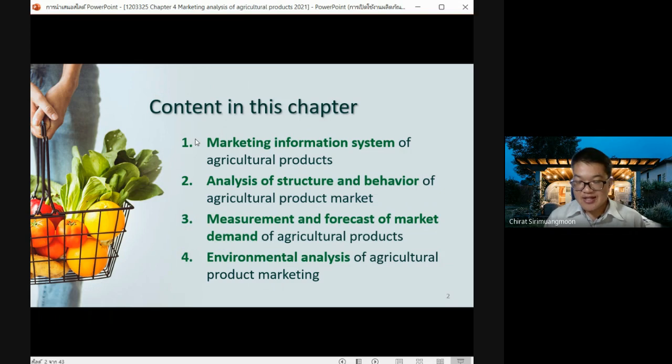The next thing is the measurement and forecast of the market's demand. It's very important because you need to be able to measure and also predict what will happen with your agricultural products. And finally, I will explain environmental analysis, where we have SWOT analysis. So this chapter is going to be a comprehensive look at agricultural products marketing in terms of analysis.